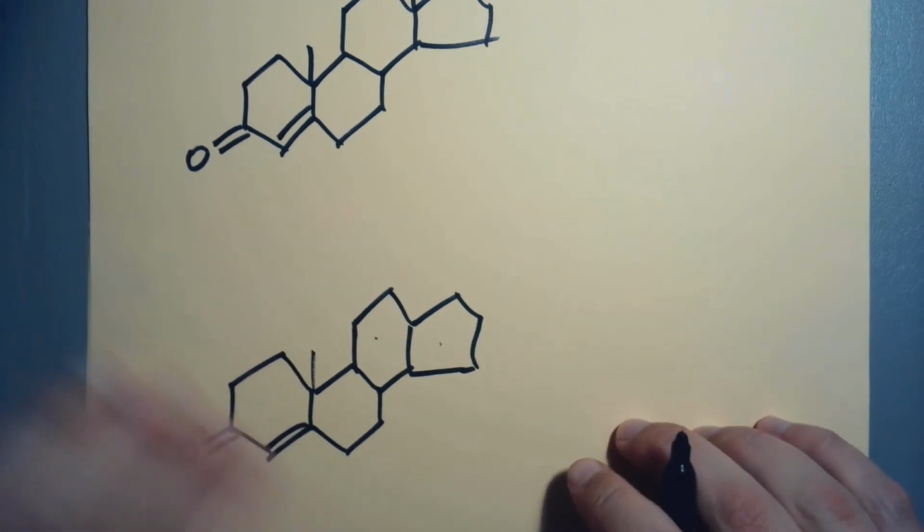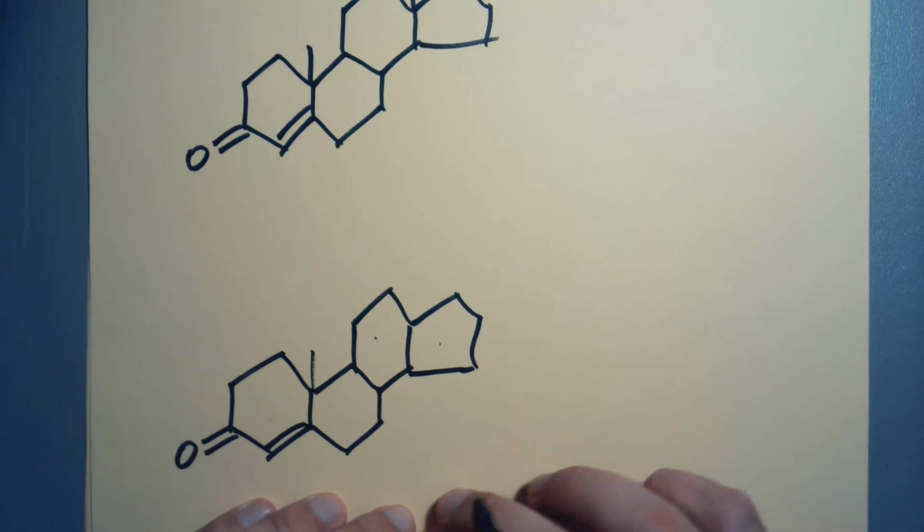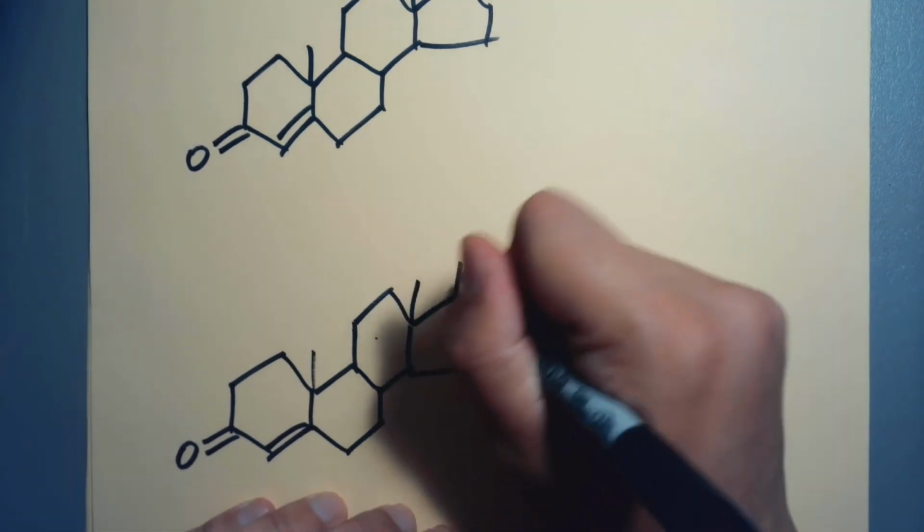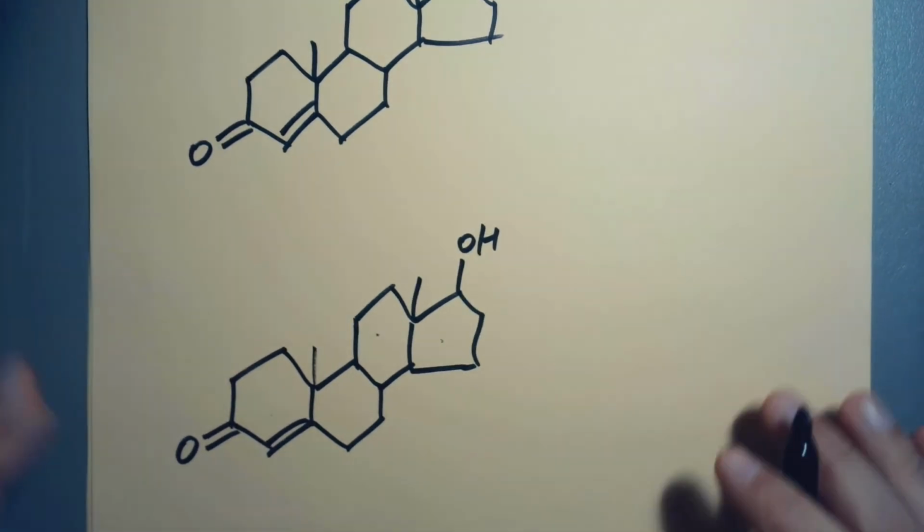Alright, we got a methyl group, double bonded O. We got another methyl group up here, and an alcohol. Man, I should have drawn this one on top. This one's way easier to draw.